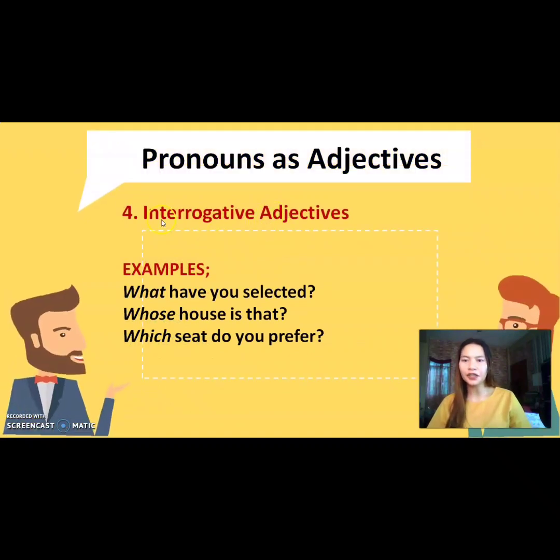Let us proceed to the interrogative adjectives. When we talk about interrogative in the kinds of sentences, it ends with a question mark, and it always asks a question. Examples, what have you selected? Whose house is that? Which seat do you prefer? So these are considered questions, which are the interrogative adjectives.